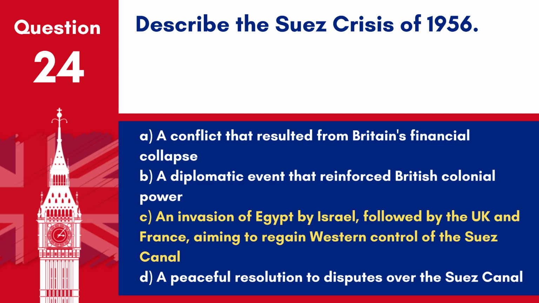Answer C. An invasion of Egypt by Israel, followed by the UK and France, aiming to regain Western control of the Suez Canal. The Suez Crisis marked the decline of Britain's role as a global power.